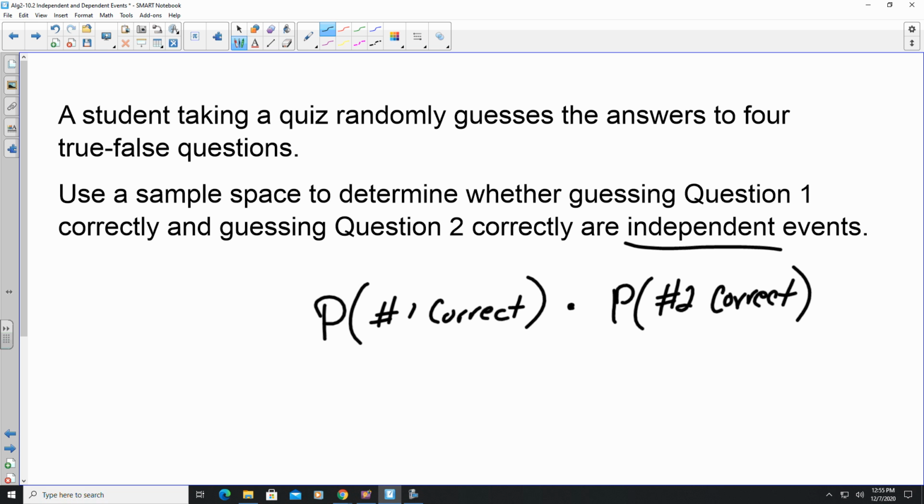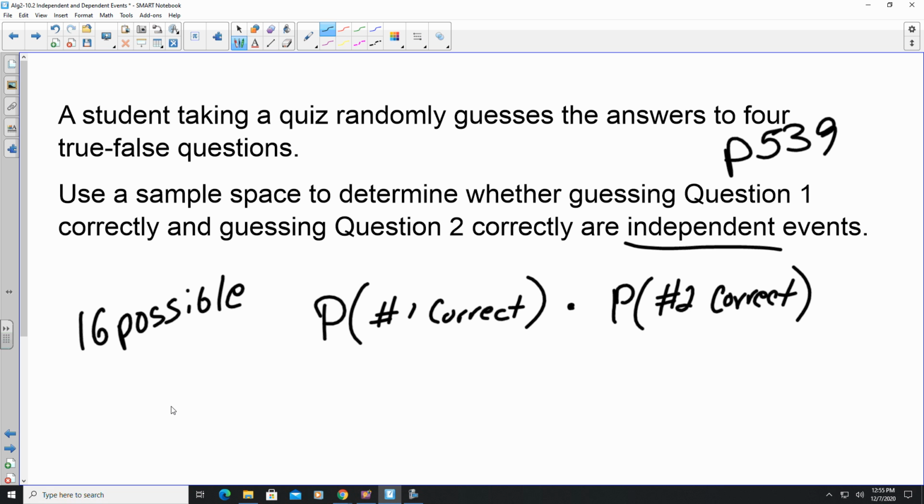So hopefully you were able to look on page 539 in the text. There is the chart of the possible outcomes for getting the 4 questions either right or wrong. And we knew from the prior lesson that there were 16 possible outcomes.